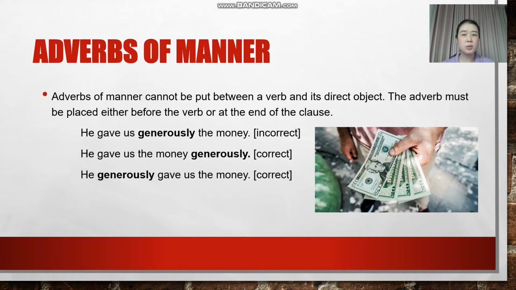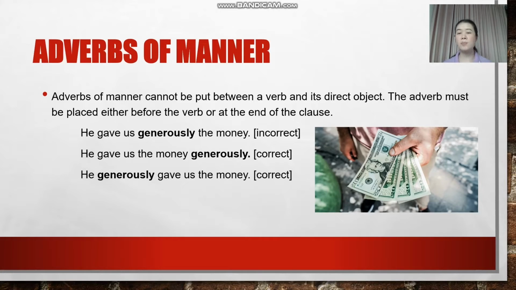Okay, let's see the position of the adverbs of manner. Adverbs of manner cannot be put between a verb and its direct object because this kind of adverb must be placed either before the verb or at the end of the clause. For example, he gave us generously the money. So we don't say this way, but it's possible for 2 ways. The first one, he gave us the money generously. That is like the end of the sentence, okay?